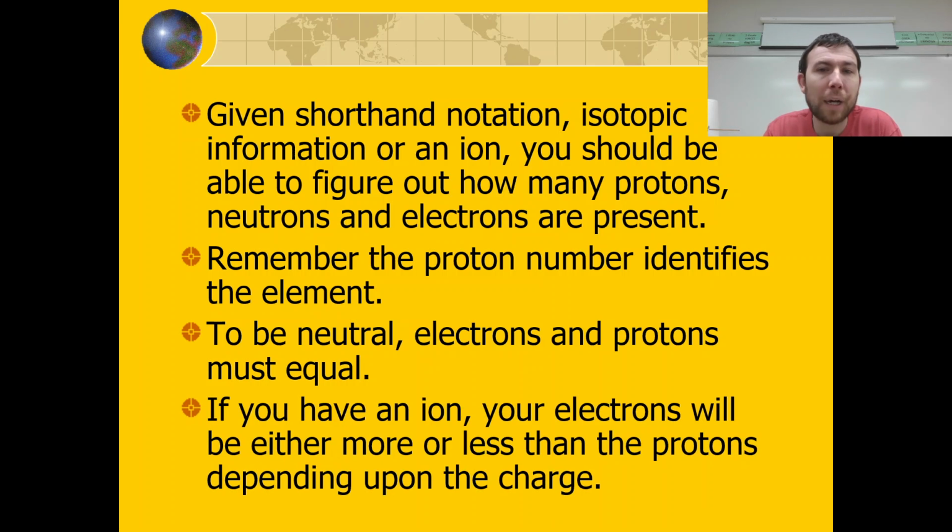And then if you have an ion, you just got to keep in mind if it's a positive ion, that means your protons are going to outnumber your electrons. Or if it's an anion, your electrons are going to outnumber your protons. That's just going to depend on whether you have a cation or an anion. Just keep that in mind as you're looking through those things.